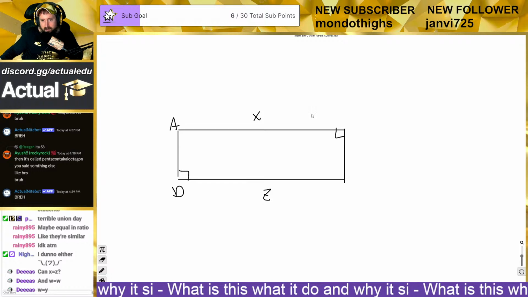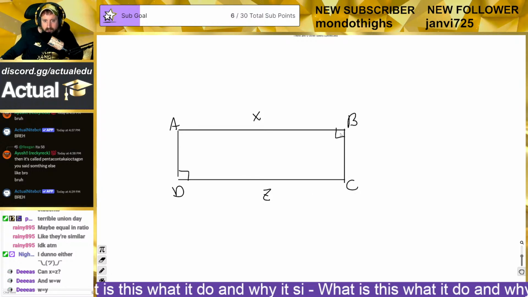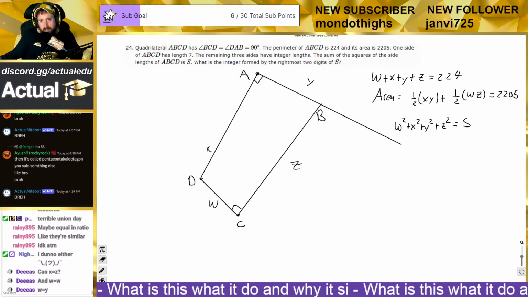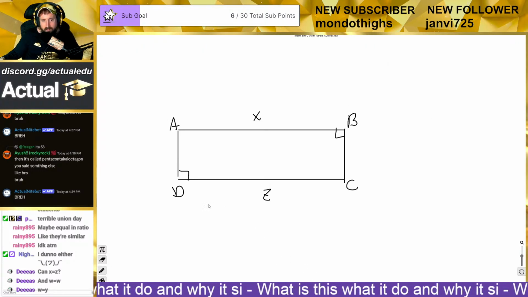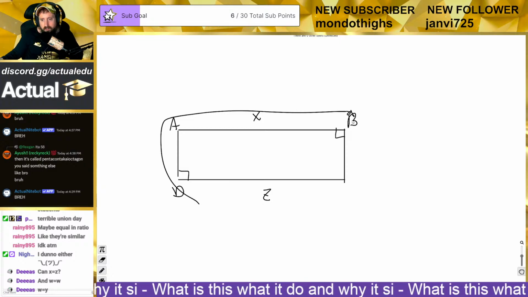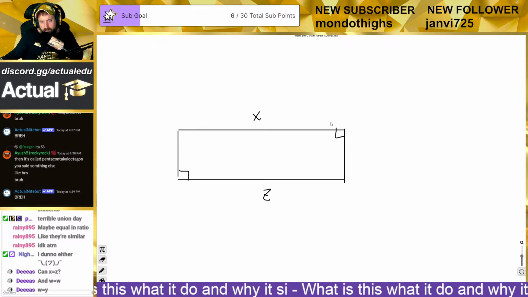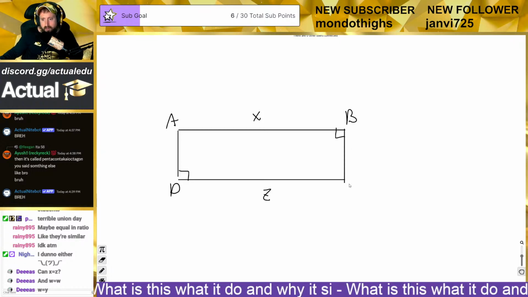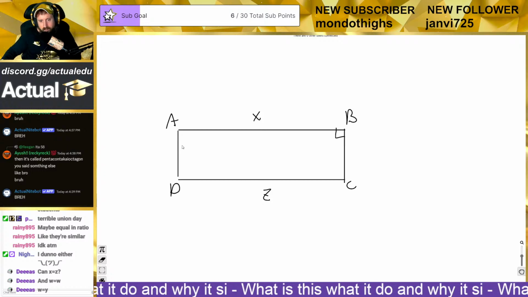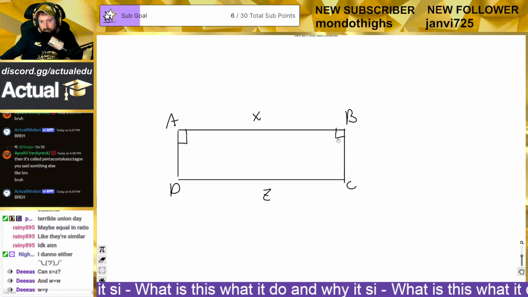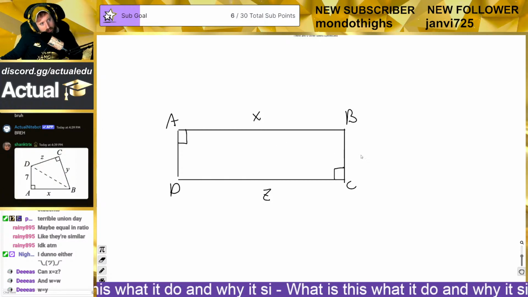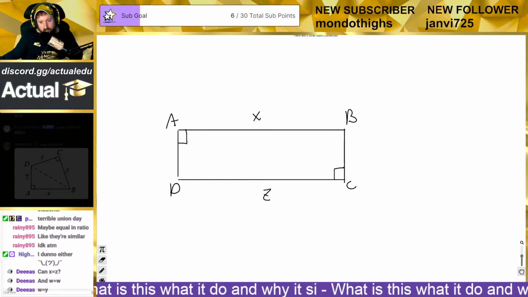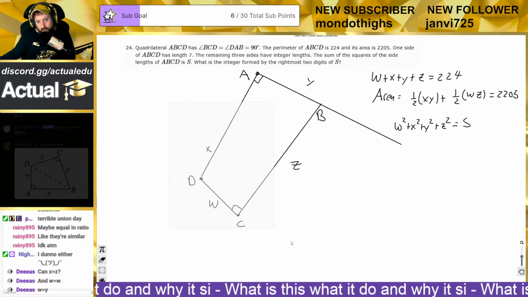If this is D, A, B, C, DAB, and what was the other angle? Wait, DAB and BCD. Oh, so they're not opposite angles. Wait. Oh, no, they are. This is DAB. This has to be 90 degrees. And this has to be 90 degrees. Okay, I mean, this is the hint. The hint is like what I kind of just already drew.